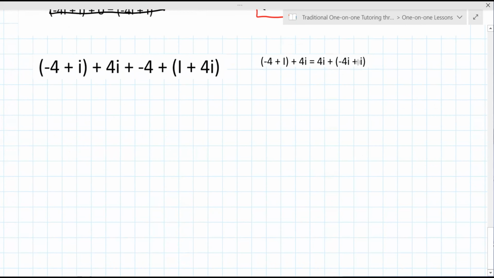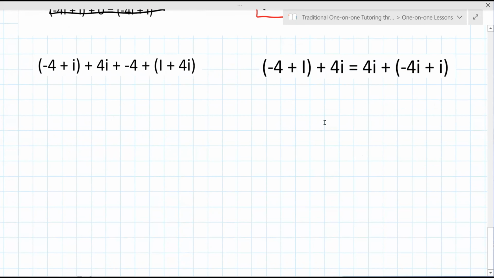Okay, and let's just look at them. So on the left here, there is no equal sign, but let's assume there's an equal sign right there. Okay. So on the left here, it's -4 plus i plus 4i equals, and on the right, it's -4 plus, what is that? Let's go with I. Let's say it was capitalized.